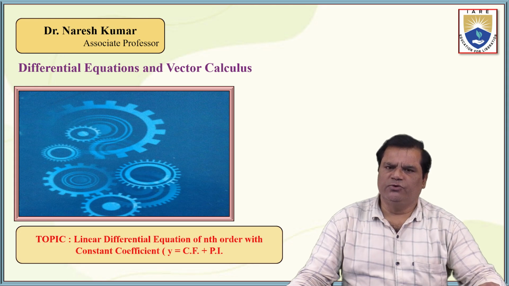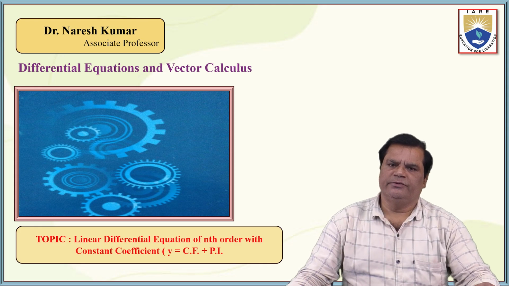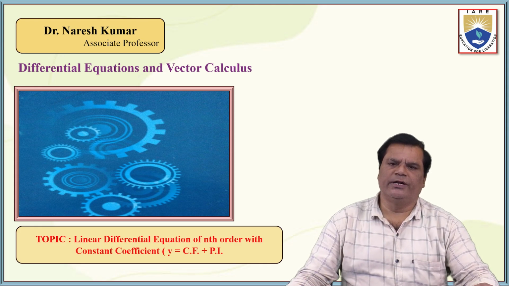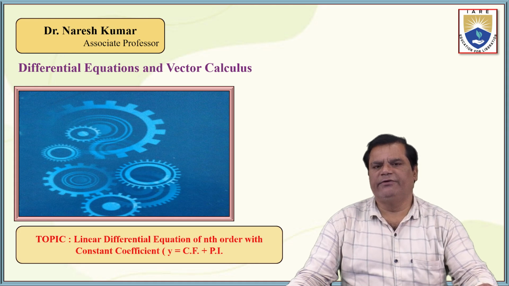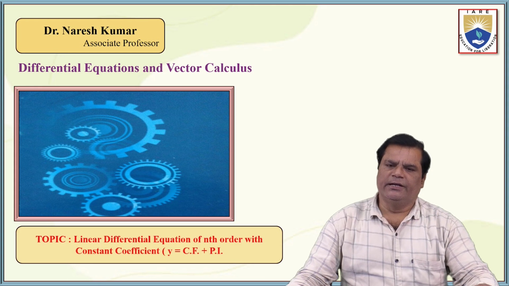So how we can find the solution of a linear differential equation with constant coefficient if Q is given in our question? Q is the function of x, given on the right hand side of the differential equation. If Q is given, then we can find the particular integral. If Q is not given, then the particular integral will always be 0. We find only the complementary function.